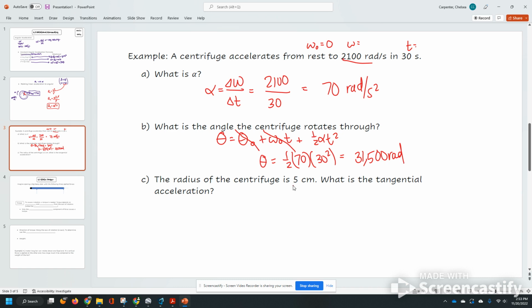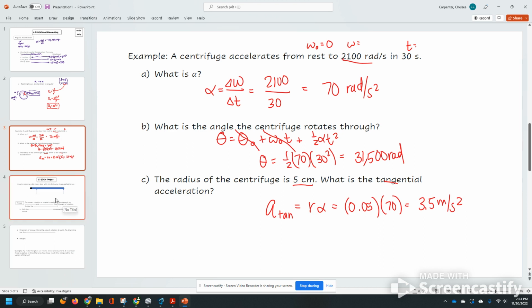If the radius is 5 centimeters, what is the tangential acceleration? So the tangential acceleration is just r times alpha. The radius is 5 centimeters, so 0.05 meters, times 70 is 3.5 meters per second squared.